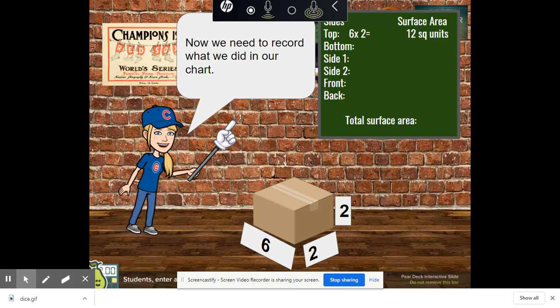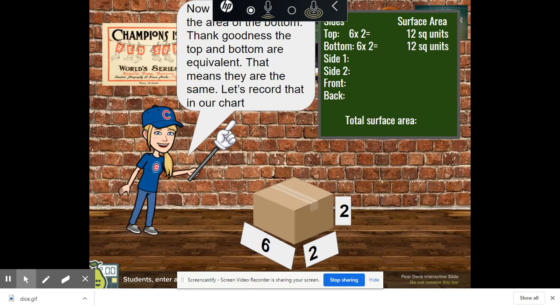Now we need to record that in our chart. So next to top, I'm going to write down the equation, and then I will write 12 square units. We write 12 square units because we're using square pieces of cardboard to cover this.